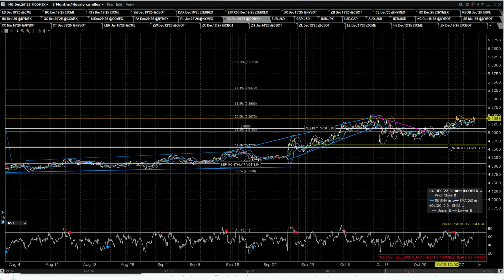HG is different to the others. But I've been leaning towards seeing a retest of this high here, which we didn't quite make on this move. I'm leaning towards seeing that. And then I'm leaning towards this being a double top, which breaks down. More to say about these on the bigger picture charts, so let's have a look at those.